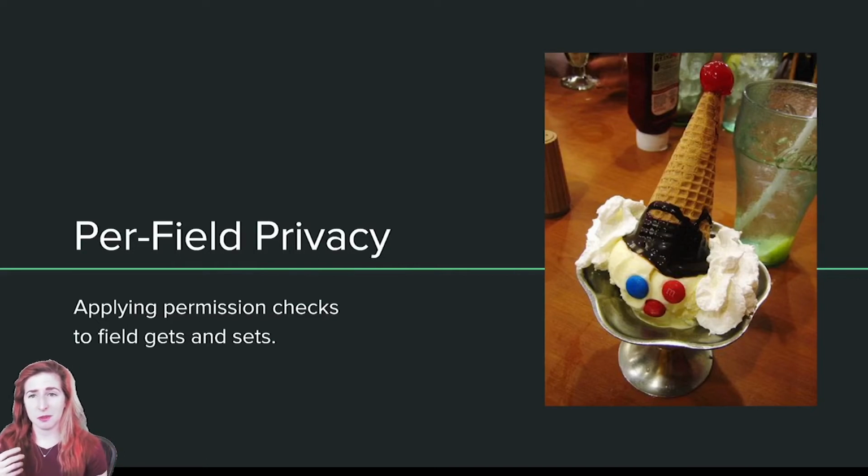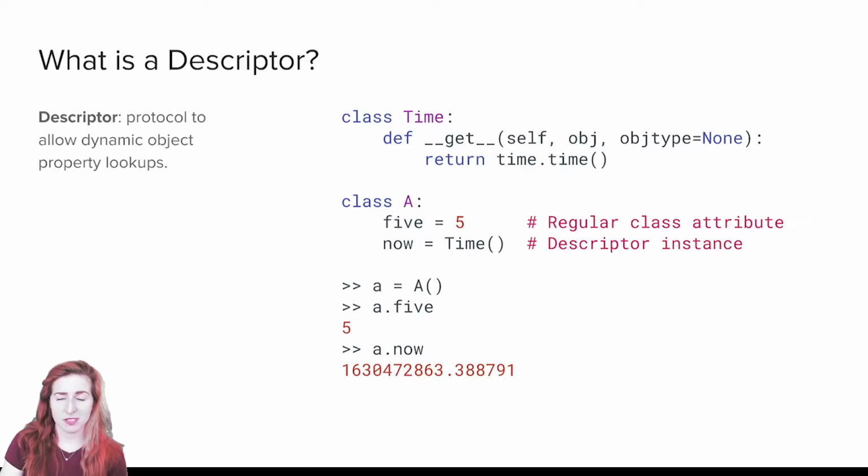So I'll talk a little bit about how we handle per field privacy, but before I get into it, I want to give a quick overview of fields and descriptors. If this were live, I would poll you guys and ask how many of you know what descriptors are? But I'll just go through it. You can skip and fast forward if you know this stuff.